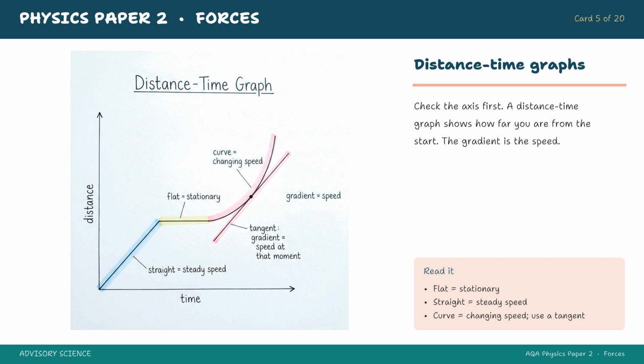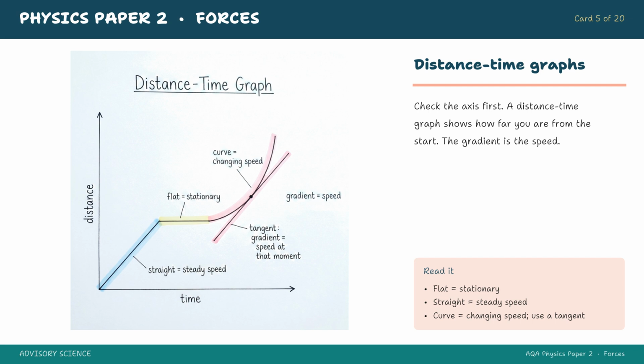You might have stopped and had a chat with a friend, or gone into the sweet shop. A straight diagonal line going up means you're moving away at a steady, constant speed. The gradient or steepness of the line tells you exactly how fast you're going. Are you sprinting, walking, fast or slow? A steep line means sprinting. A shallow line means walking.